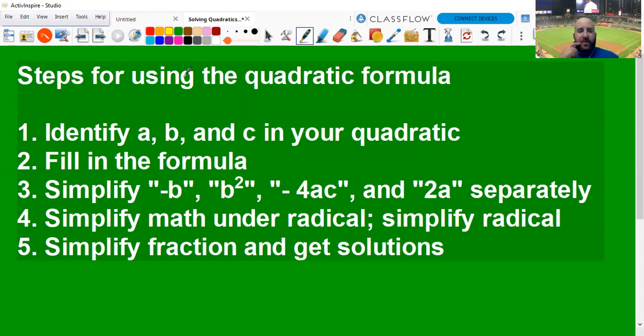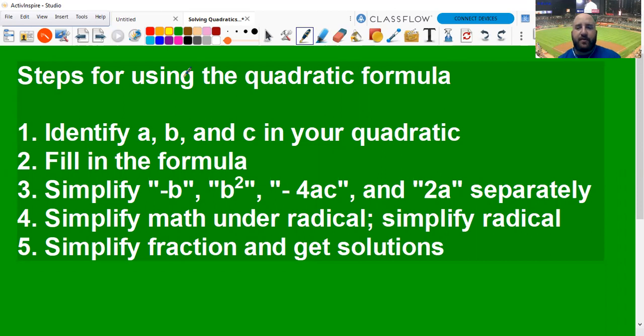Actually fill in the formula. So where you see A, B, and C in the formula, you've got to fill in the numbers that you identified for A, B, and C in step 1. The last 3 steps are a lot of simplifying, which really is the best way to describe it.